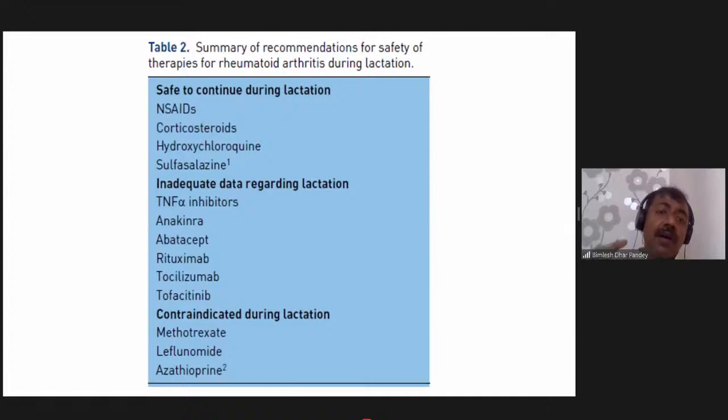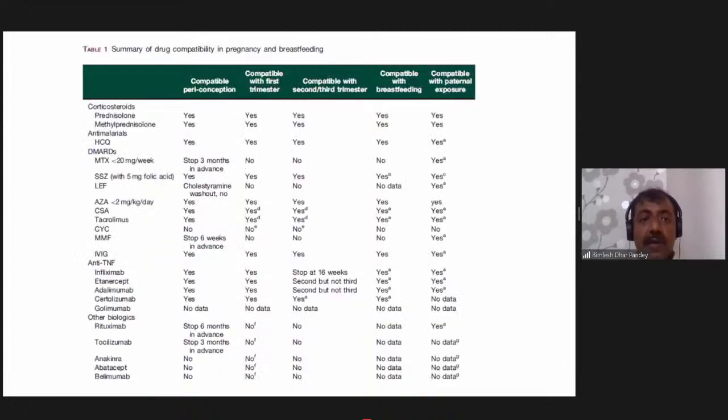So they are broadly categorized in a way where the patient's requirement is also looked into. And there were certain drugs which were contraindicated during lactation, which included azathioprine. Now move forward. What happened? Again, a new set of guidelines came up.